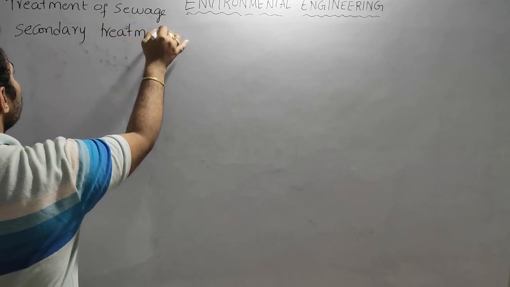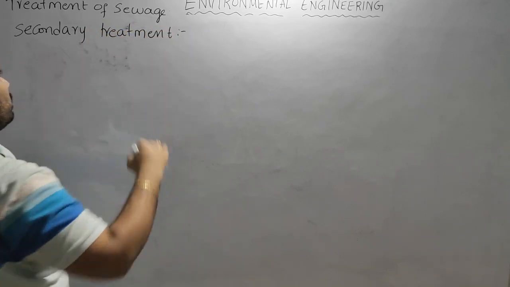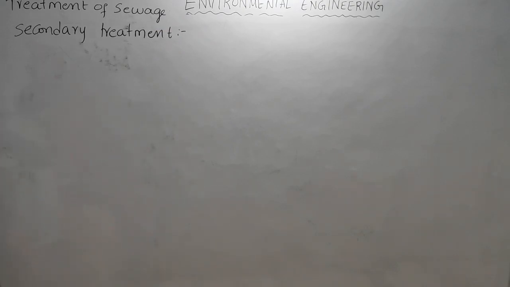So I told you already, in secondary treatment there are many units: aerobic units, anaerobic units, suspended units, dissolved units, attached growth units, suspended system units. So now there are different kinds of units. We will discuss each and every unit, how to design that unit, and how it works actually. All those things we will see.